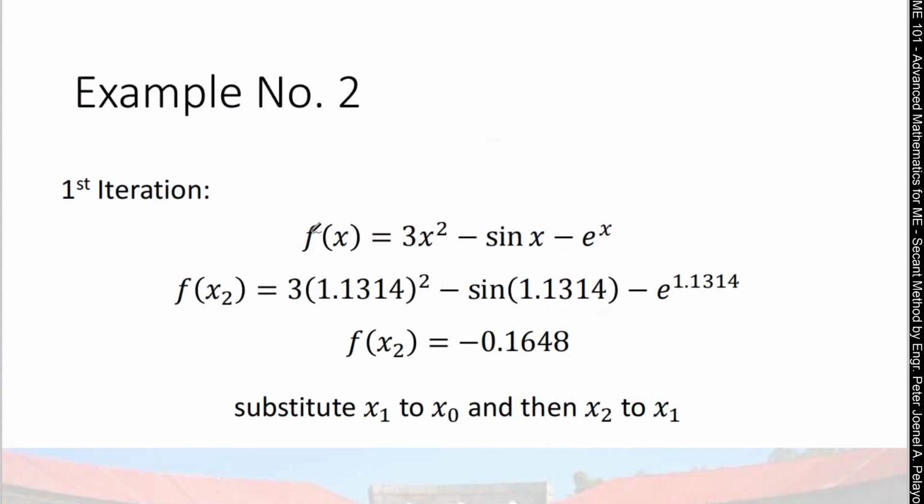So, substitute natin yung 1.1314 to the given function, which is 3x squared minus sin x minus e raised to x. So, 3 times 1.1314 squared minus sine 1.1314 minus e raised to 1.1314 is negative 0.1648. So, substitute natin X1 to X0 and then X2 to X1.